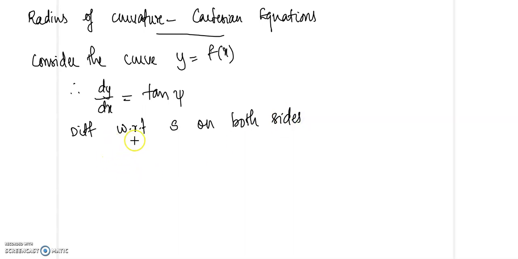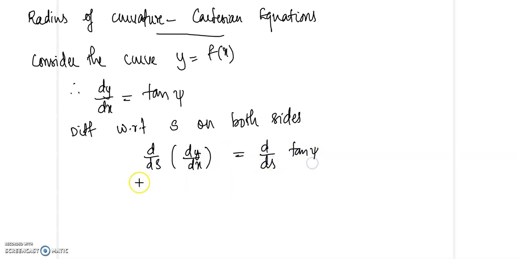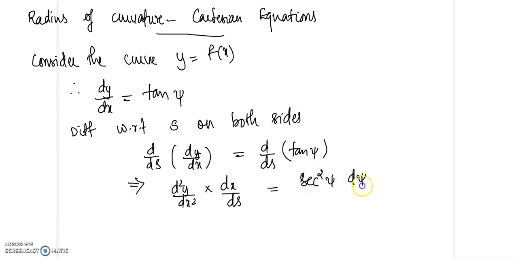So when you differentiate, here you will get d by ds of dy by dx equal to d by ds of tan psi. So by chain rule of differentiation, this will be d square y by dx square into dx by ds. So this is equal to, again using the chain rule here, sec square psi into d psi by ds.